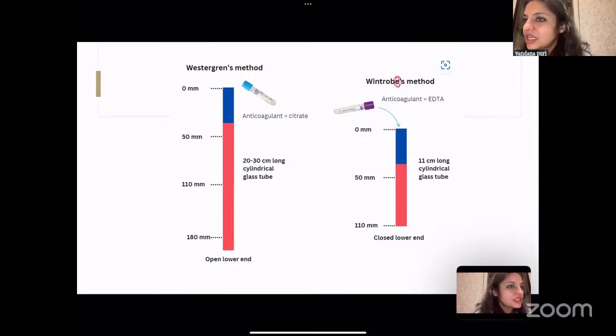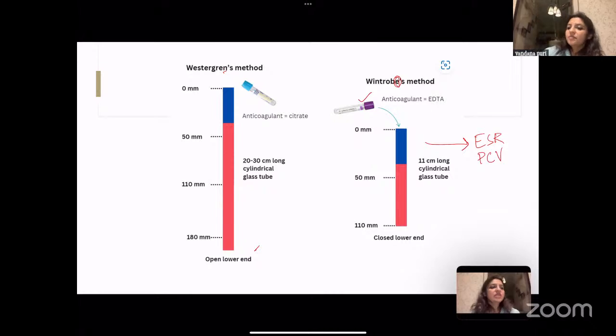Wintrobe's can be done in an EDTA vacutainer, which is a lavender top vacutainer. Westergren's is the opposite of Wintrobe's, so we do it in citrate, in trisodium citrate. Remember, Westergren is a pipette, open from both ends and a longer tube, whereas Wintrobe's is a tube about 11 centimeters long. Because it's a smaller tube, we can do both tests in it, that is ESR and PCV. So ESR and packed cell volume both can be done in Wintrobe's tube.